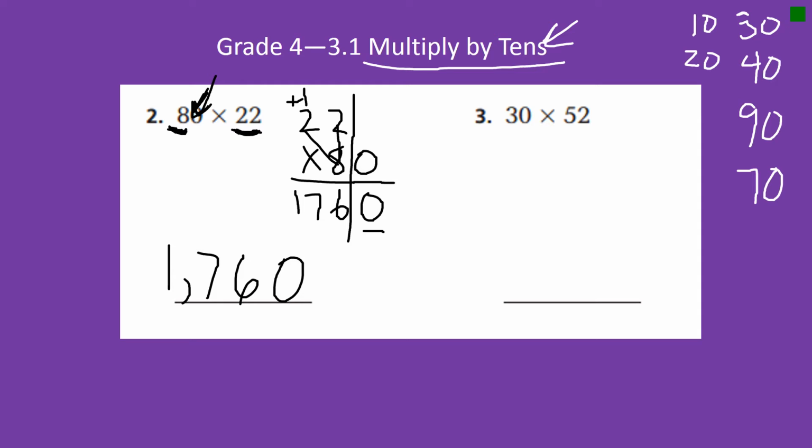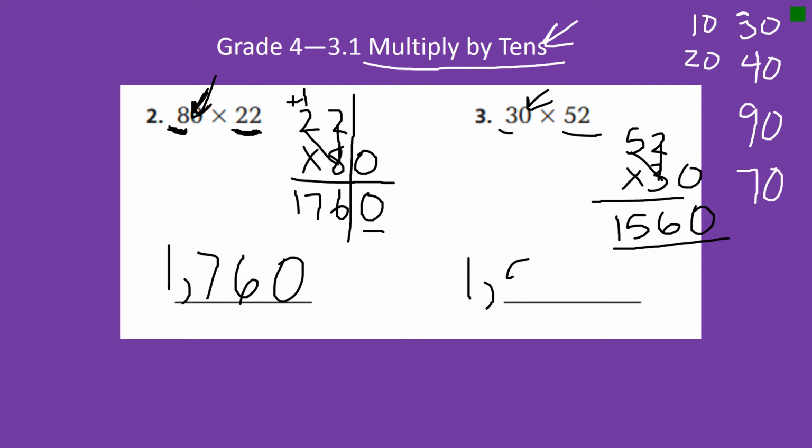Okay, let's do the same thing over here. It's 30 times 52, but I'm going to do 52 times just the 3. Okay, 3 times 2 is 6. 3 times 5 is 15. And then it's not 3, it was 30. So let's make our answer 10 times bigger. 1,560. Okay? Now, if you and your teacher did it a different way, you certainly can do it a different way, boys and girls. Okay? All right, let's go on.